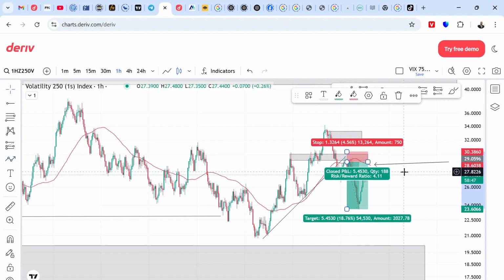This is a very high win rate trade, right? And it's an A+ setup. If you have this particular trade alone, you are done for that week.